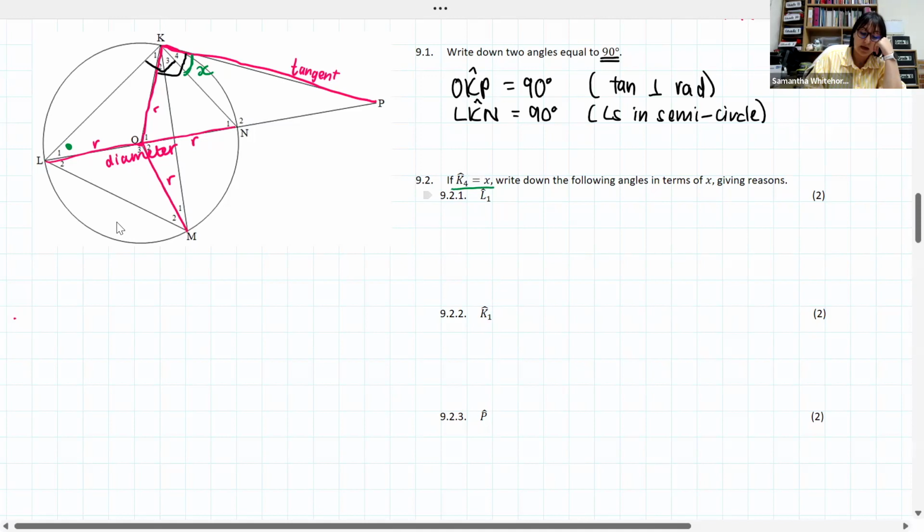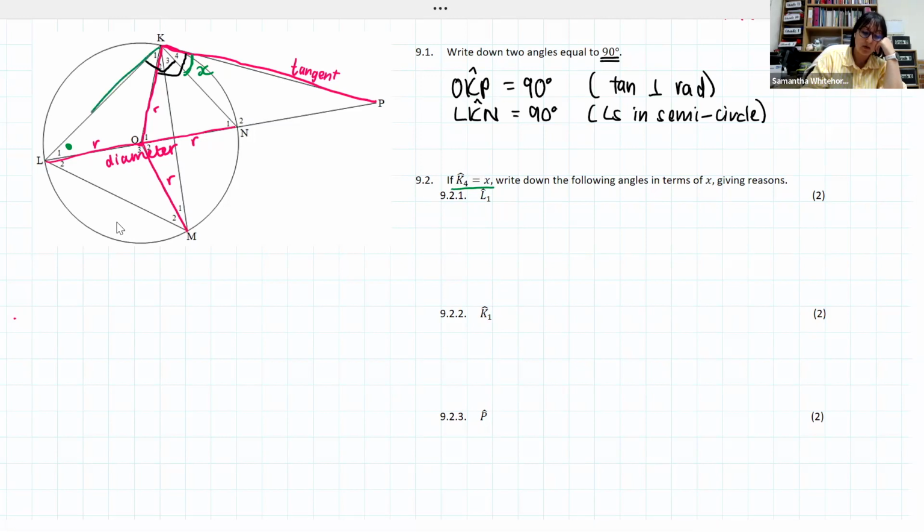Nice, RT. Okay, exactly. L1 is tan chord. Your chord is KN, tangent KP, in the segment. L1 is equal to X. So angle L1 is equal to X because of tan chord theorem. Again, guys, as you start to work these things out, put it on your diagram for yourself so that you know what you're working with.